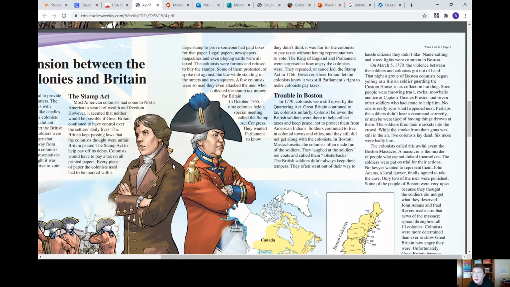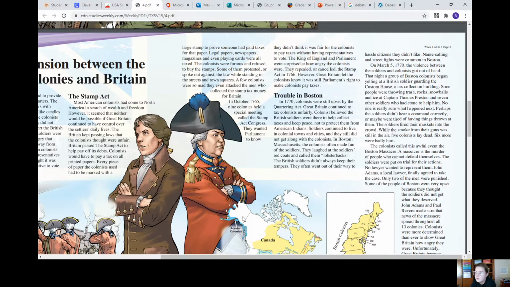In October of 1765, 9 colonies held a special meeting called the Stamp Act Congress. They wanted Parliament to know they didn't think it was fair for the colonists to pay taxes without having representatives to vote. The King of England and Parliament were surprised at how angry the colonists were. They repealed, or canceled, the Stamp Act in 1766. However, Great Britain let the colonists know it was still Parliament's right to make colonists pay taxes.